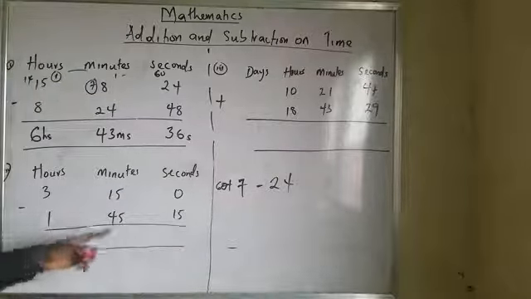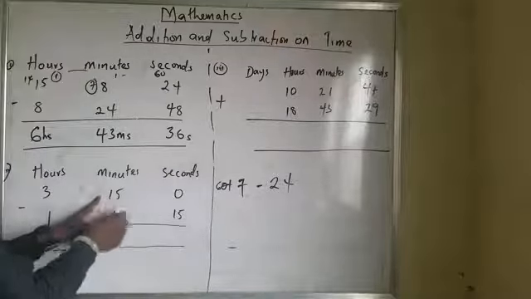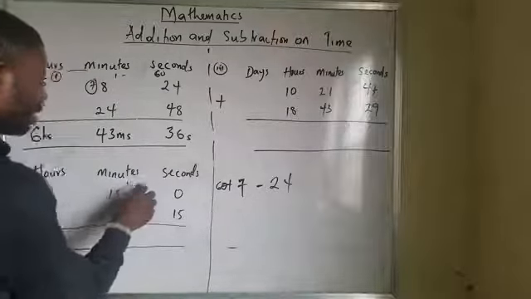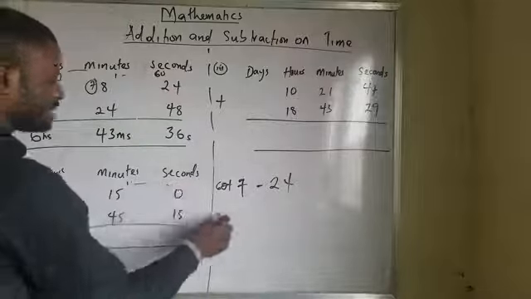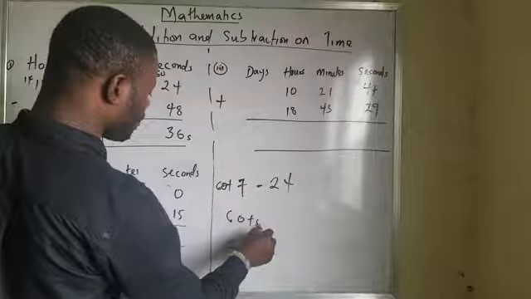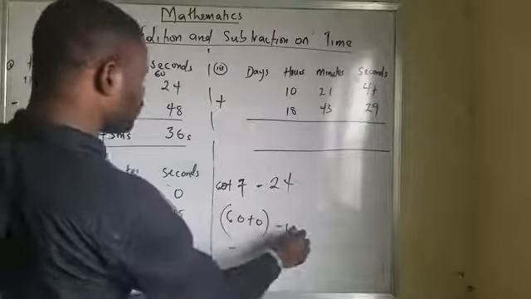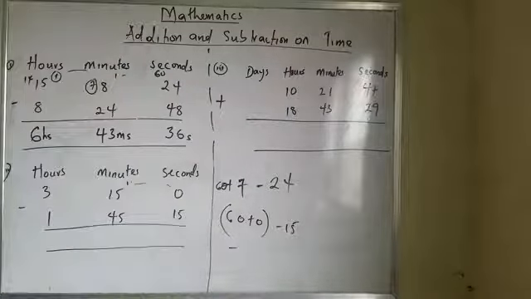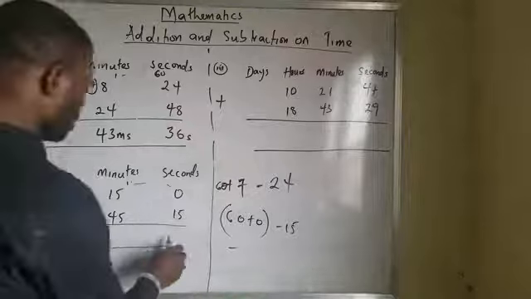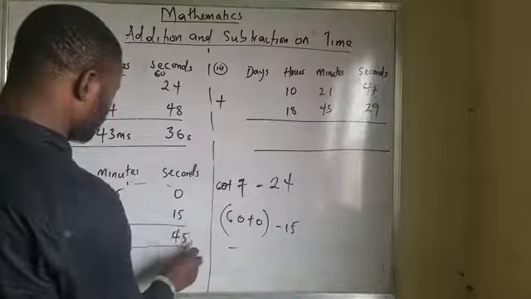Since it's not possible, I will borrow 1 from here, coming here, which is going to be 60 plus 0 minus 15. Please take note of that. 60 plus 0 minus 15, which I will be having 45. It will be 45 seconds.